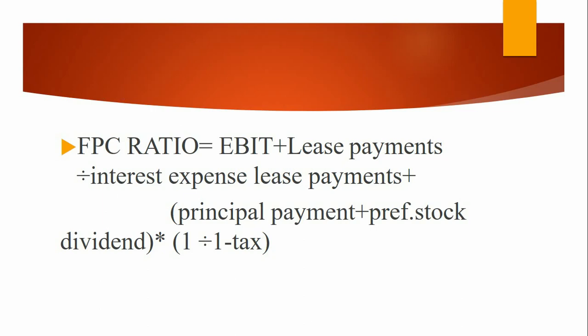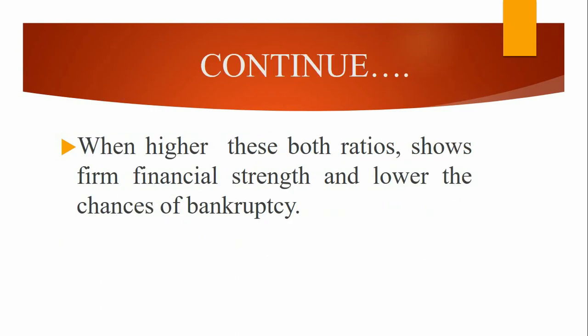Multiply by 1 divided by 1 minus tax, and when we put the values in the formula and get the result, if this ratio is higher, this is always desirable. When we talk about the time interest earned ratio and the fixed payment coverage ratio, both these ratios should be higher. Then they indicate the financial strength of the organization and lower the chances of bankruptcy. So this was about the debt ratios.